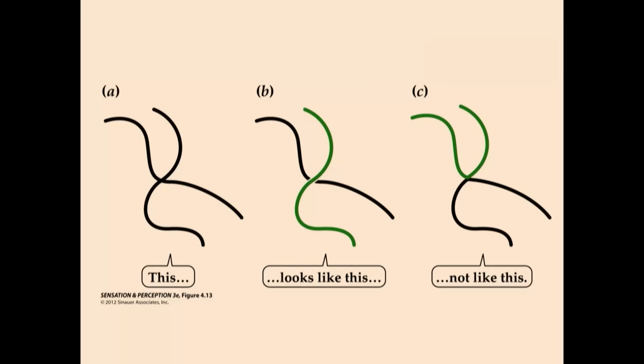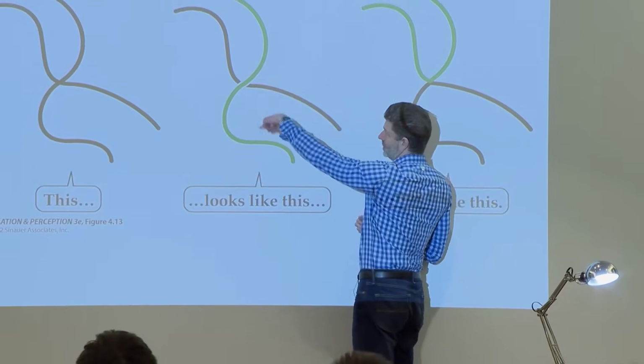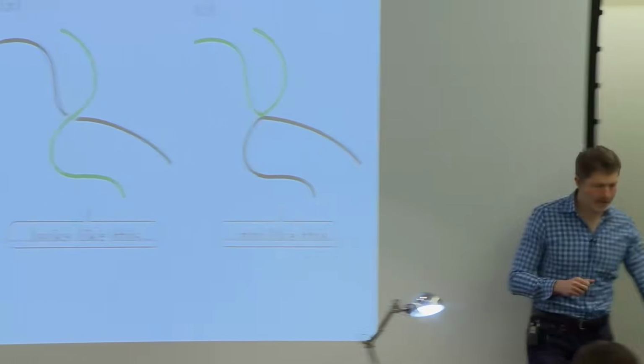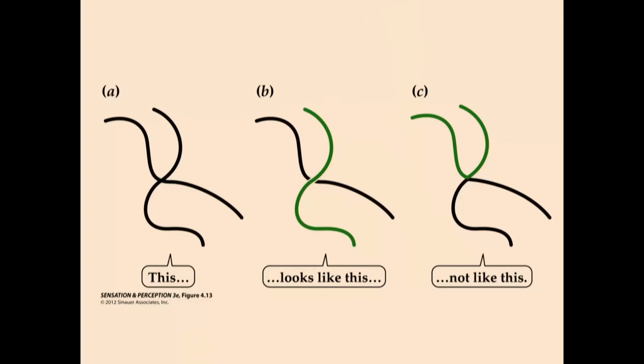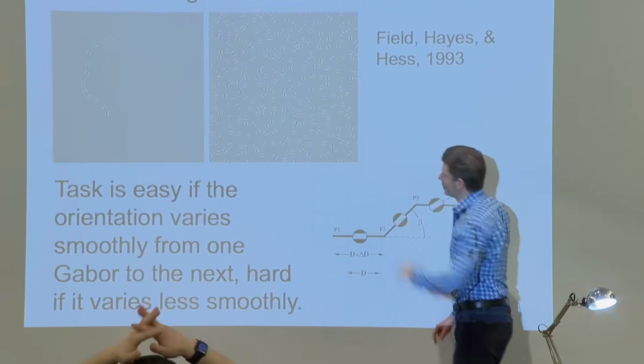it's just obvious from looking at these things that when you see something like this, you're going to see these two continuous curves rather than this kind of thing, right? But this has actually been studied in more detail and more rigorously, and this is one pretty well-known method for looking at this. So this is the experimental stimulus here. It's a bunch of Gabors.